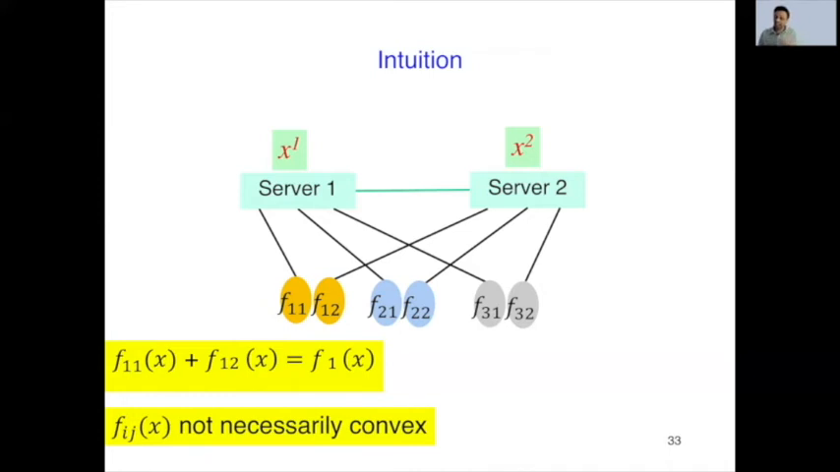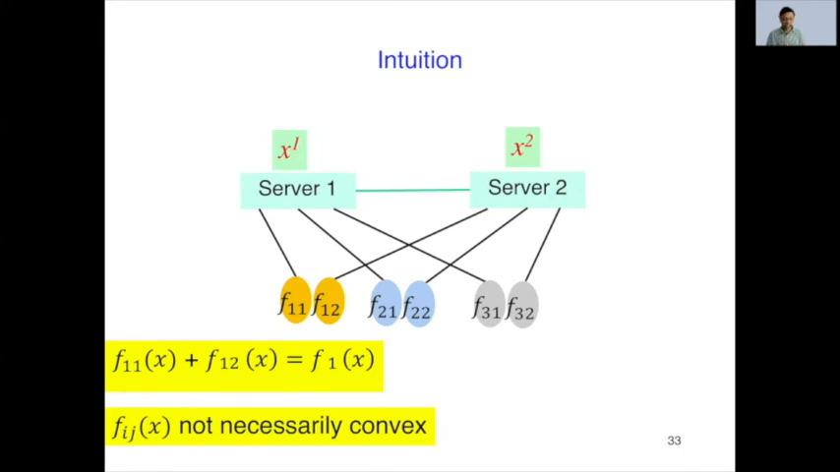Similarly, agent two will simulate two agents, one with cost function F21, the other with cost function F22, such that F21 plus F22 is equal to F2, and so on. Now, even if the original cost functions F1, F2, F3 may have been convex, these component functions that I'm splitting F1 into, so you can think of F1 being split into multiple functions, in this case two functions, F11 and F12, do not have to be convex.